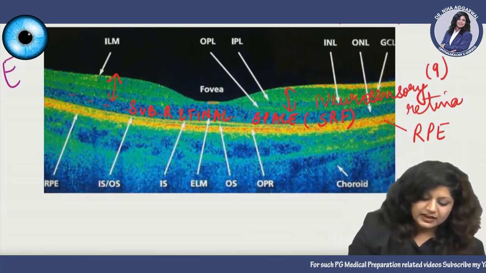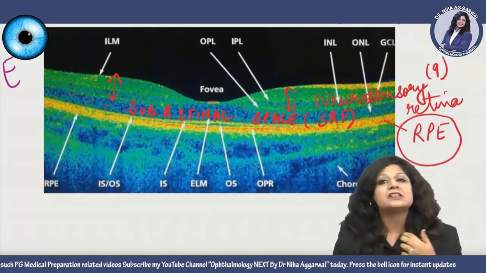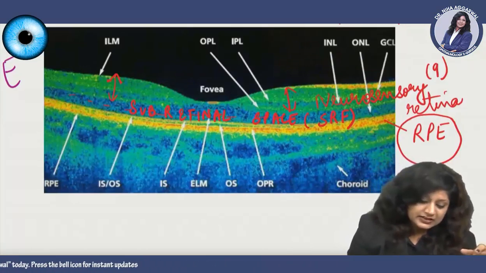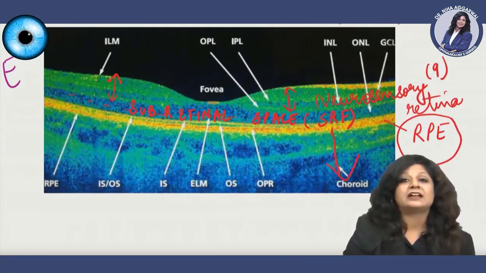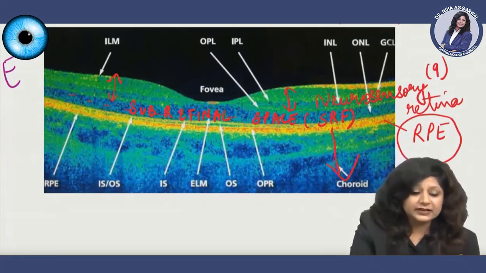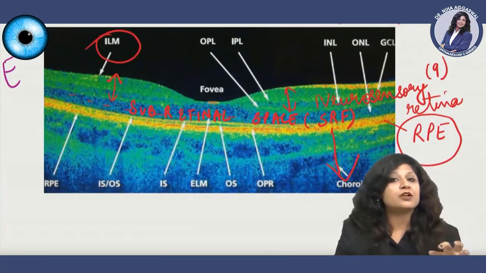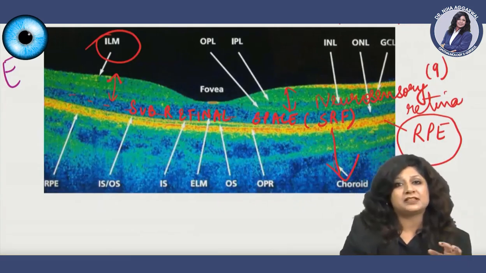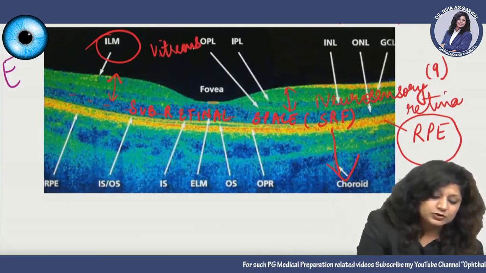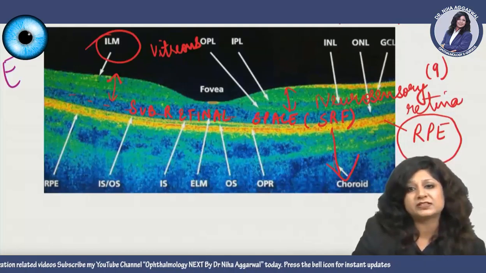Now, another important thing, the RPE layer. This is the outermost layer of the retina. Because this is the outermost layer of the retina, can you see it is in contact with the choroid? That is why it is towards the choroid. While the innermost layer, what was the innermost layer of the retina? The internal limiting membrane. So this is towards the vitreous. So you can see this also: outermost layer towards the choroid, innermost layer towards the vitreous.